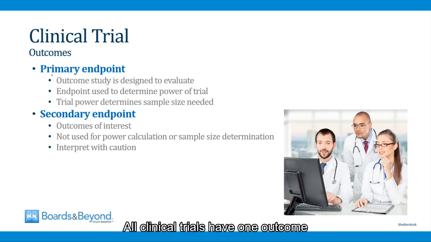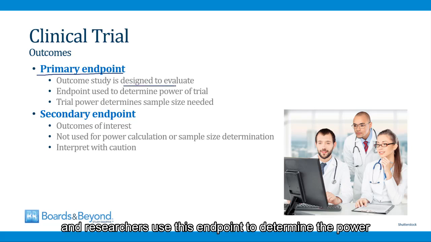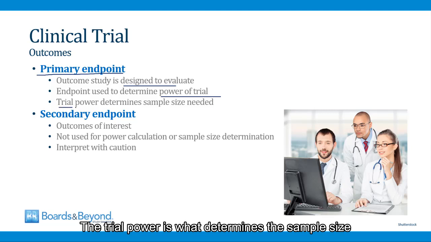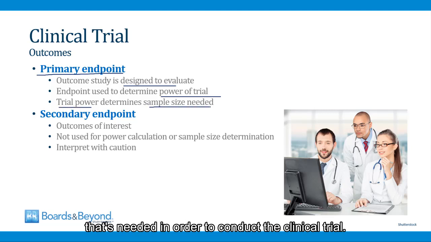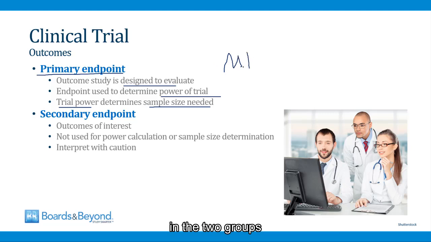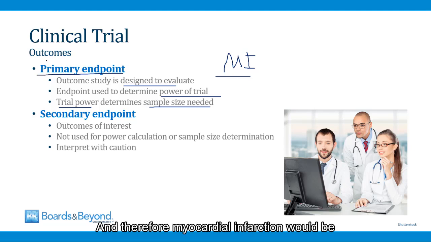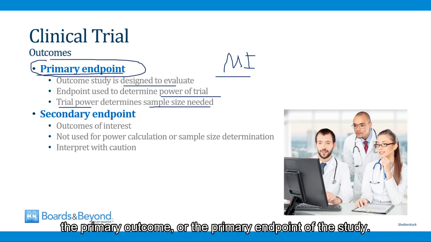All clinical trials have one outcome that's called a primary endpoint. This is the outcome the study is designed to evaluate, and researchers use this endpoint to determine the power of the trial. The trial power is what determines the sample size that's needed in order to conduct the clinical trial. So for example, if your primary endpoint was going to be the rate of myocardial infarction in the two groups, then you would use the anticipated rate of myocardial infarction to design your trial and determine how many patients to recruit. And therefore myocardial infarction would be the primary outcome or the primary endpoint of the study.